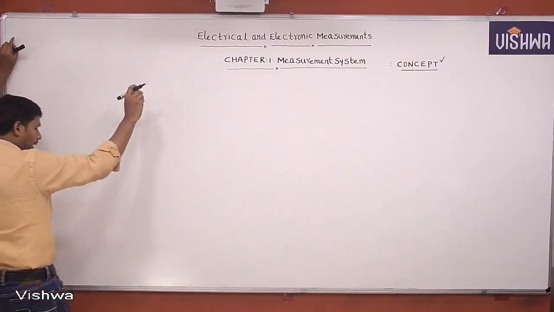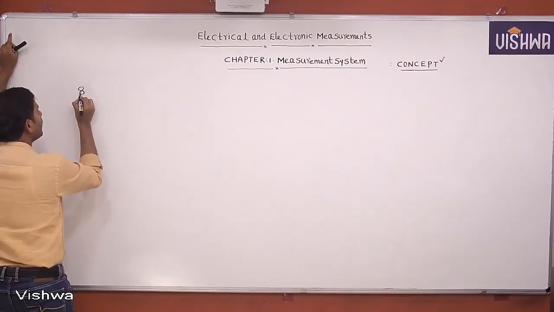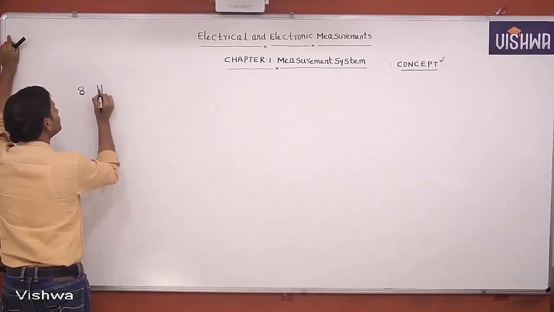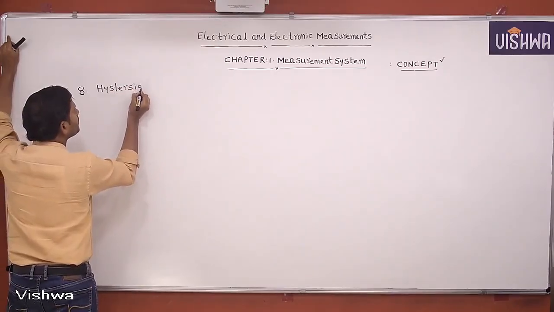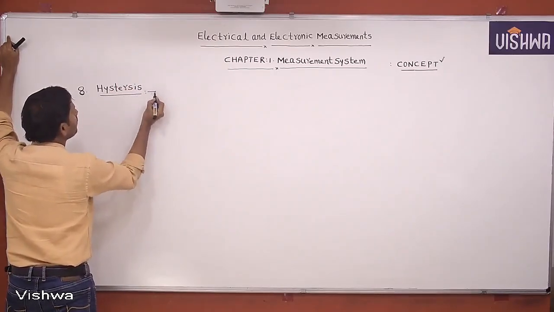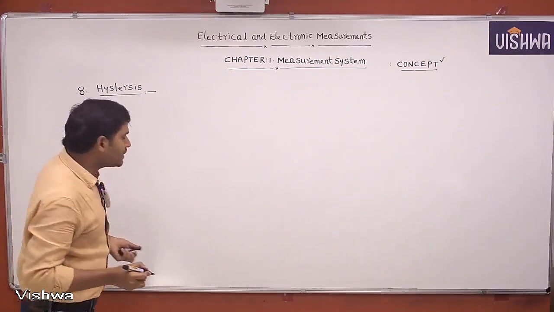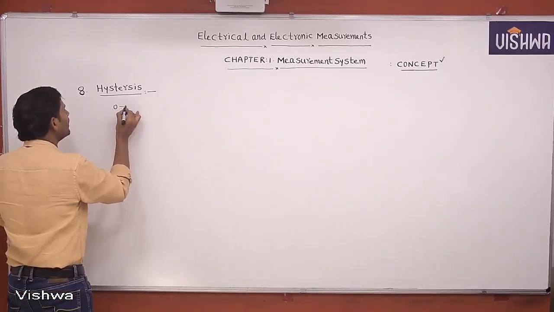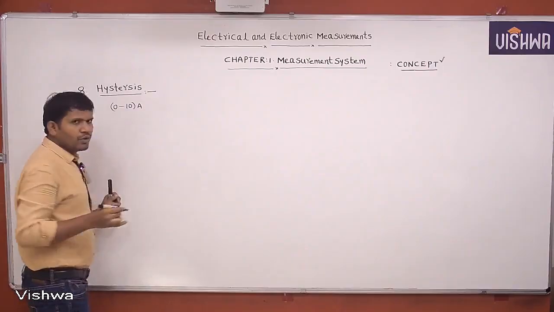The eighth characteristic, one of the undesirable static characteristics of an instrument, is hysteresis of an instrument. How to define hysteresis of an instrument? For example, let us consider a 0 to 10 ampere ammeter.